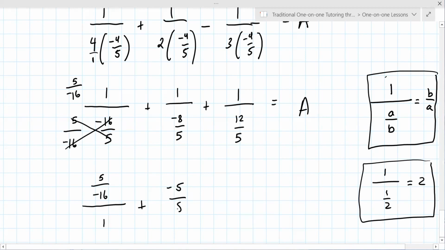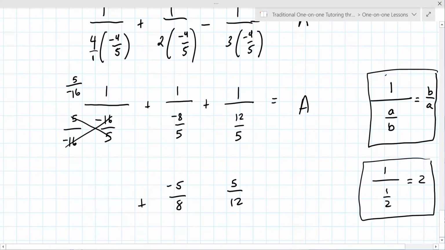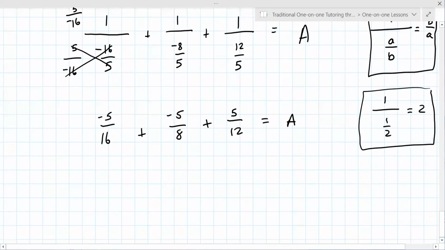Negative 5 over 8. So you can actually put that negative sign wherever you want. And then 5 over 12. Okay, so it's really, just write this slightly differently. It's really negative 5 over 16. So you really got 3 fractions. Okay. You know how to add fractions, right? You grab a calculator, but what if you don't have one? How do you combine fractions?